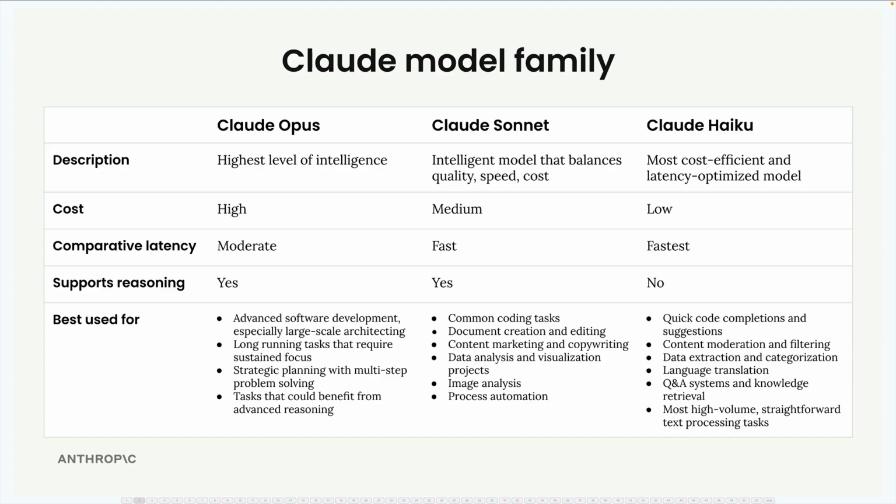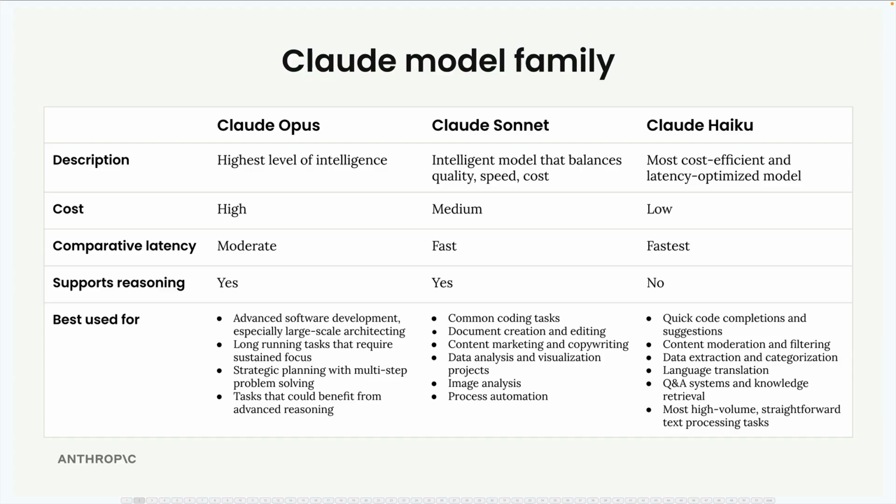Opus supports what we call reasoning, which means it can provide a quick response for simple tasks, or it can spend some time thinking for a more complex task. The downside is that Opus has a moderate latency and a higher cost, and that's really the trade-off that you are making. While you get really high intelligence, it also takes a little bit more time and cost for every request that you make. Next up is Sonnet.